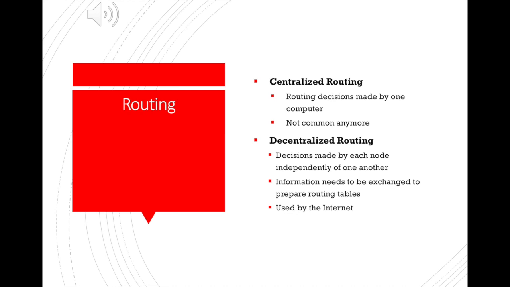Information needs to be exchanged to prepare routing tables. So in order to prepare the routing tables, there's a lot of information being updated and transferred. That's what they're saying. And this is used by the internet quite frequently. Very, very few internet providers do not use decentralized routing. It creates more reliability as multiple routes are possible, as we've also seen in previous slides.